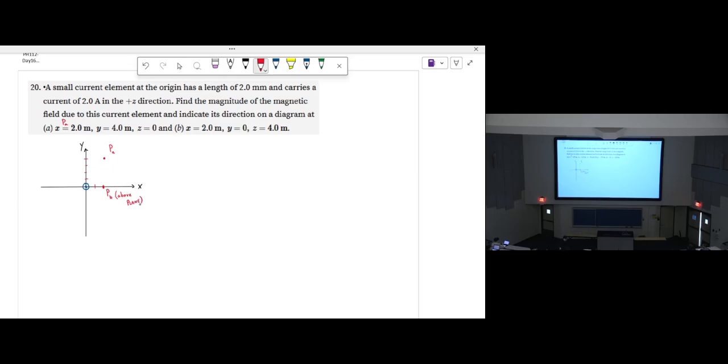And what we said last time is that the differential amount of magnetic field contributed by some amount of current is equal to mu naught over 4 pi times I dl crossed with r hat, divided by r squared. And what we also said was this has a length of 2 millimeters. So this is a finite length wire.